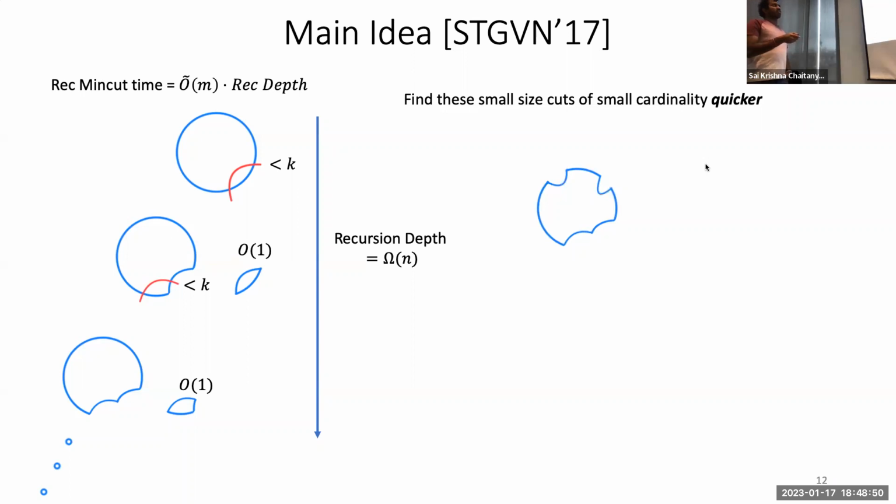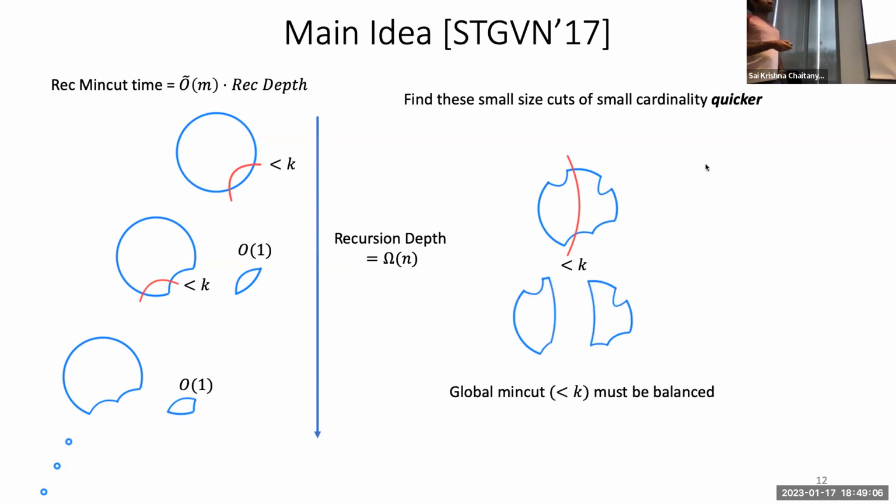So I'll actually define what is quicker. But once we have this residual graph, now if we apply global min cut algorithm, if it is k connected, then we are done. We are going to return this as part of the partition. But if it is not k connected, we have a less than k cut, and that has to be balanced.